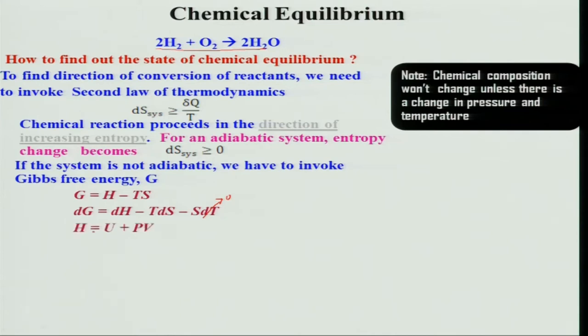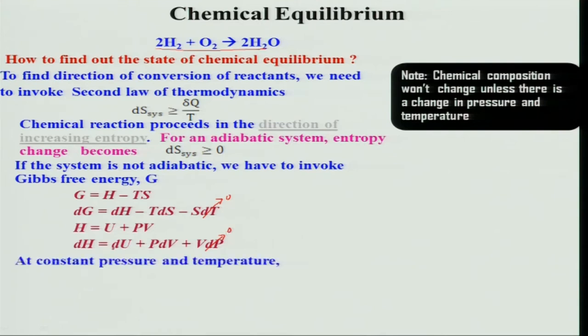Then by definition H is equal to U plus PV, and if I differentiate this expression, I will get dH is equal to dU plus PdV plus VdP. Keep in mind that we are assuming that pressure during equilibrium is not changing, so this is basically 0. If I substitute these values at constant pressure and temperature, dH is basically dU plus PdV, then I put this over here, and I will get dG is equal to dU plus PdV minus TdS.